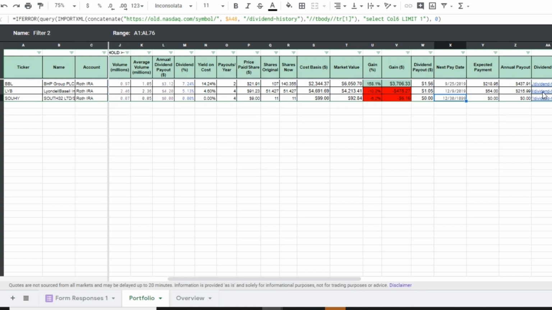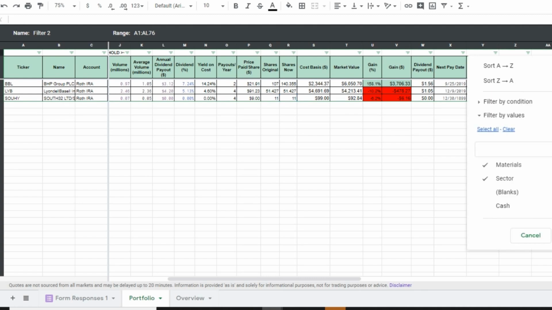Then you have a spin-off of BHP. Not really going to put too much time into that. It's less than $100 in the portfolio. Just haven't gotten around to selling it. Probably should at this point.